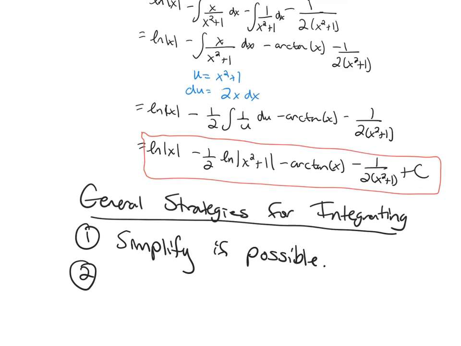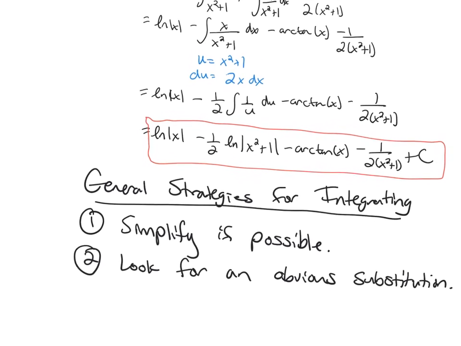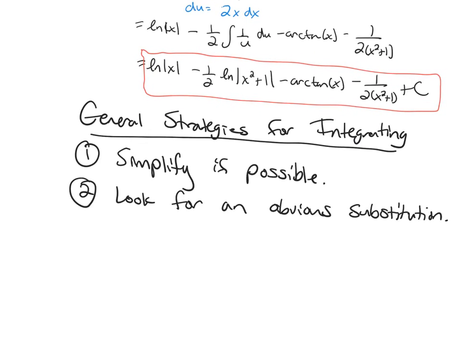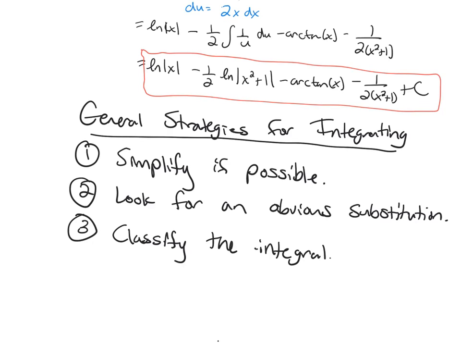Second was to look for an obvious substitution. Look for an obvious substitution. And then third, classify the integral. And fourth was to try again.